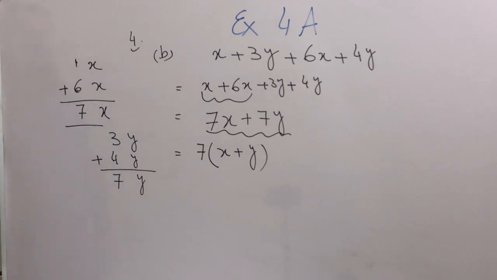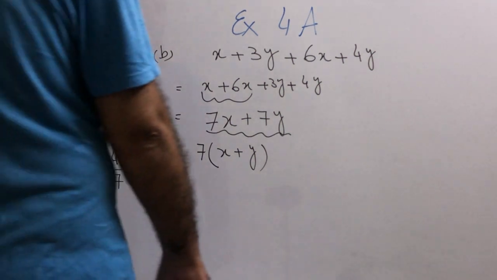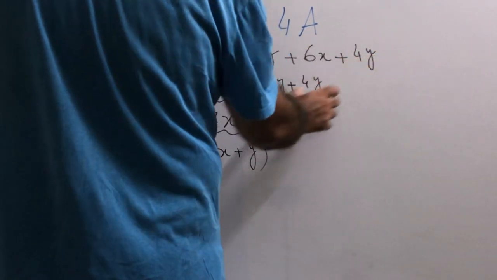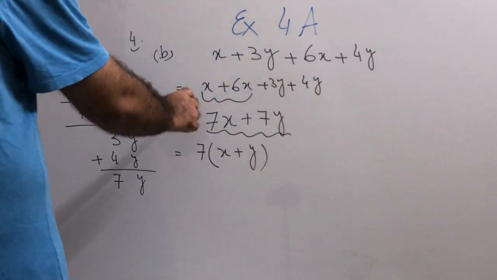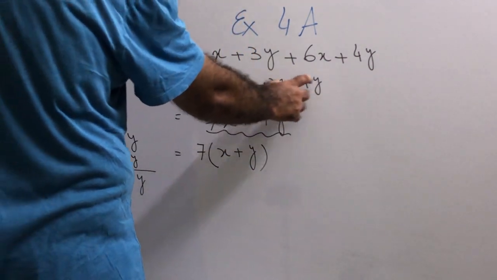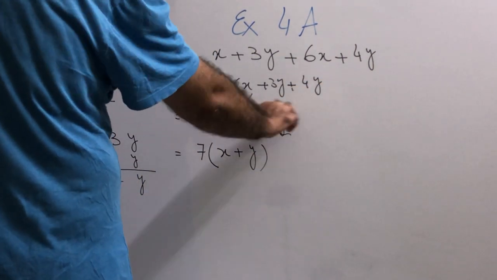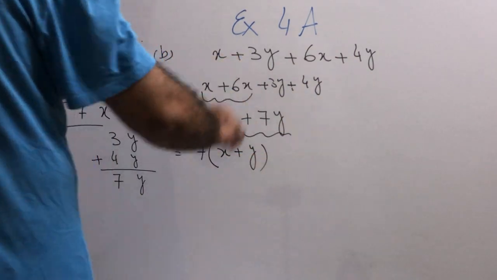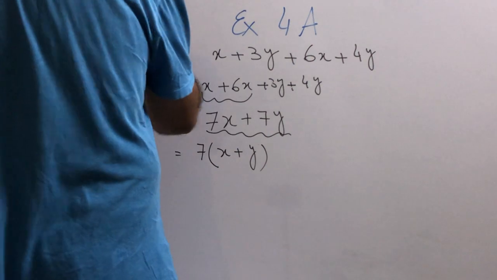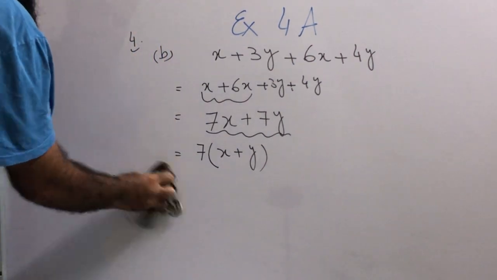I'll recap that the expression was x plus 3y plus 6x plus 4y. Very first step was that we made neighbors the like terms involving x. So we put x plus 6x together. Then we made neighbors the terms involving y, 3y and 4y, they were brought together. So x plus 6x is 7x, 3y plus 4y is 7y. Then we took common 7 and we divided all this with 7, we got x plus y. So this is the answer for part B of question number 4.